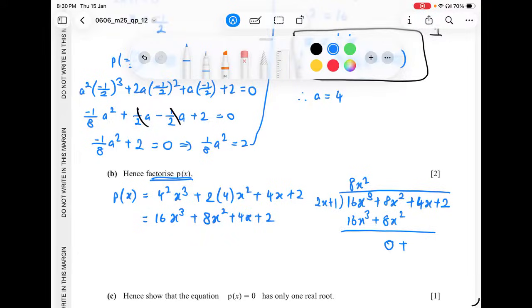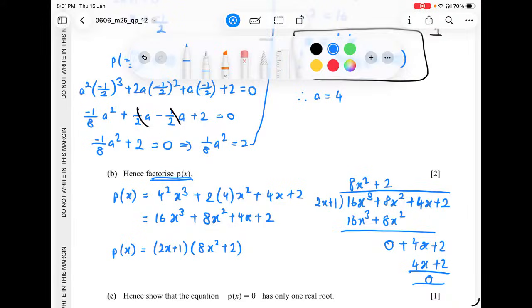You get a 0 for this. So then you can write 4x plus 2 down. If there is a remainder, you just bring it one by one. Since there's no remainder, I have brought both the terms down. And then this should be plus 2, which gives you 4x plus 2, which is going to be 0. So your quadratic equation, the other quadratic factor, will be 8x squared plus 2. So px can be factorized as 2x plus 1, 8x squared plus 2.